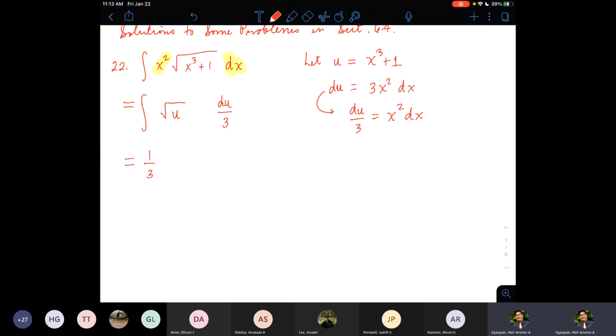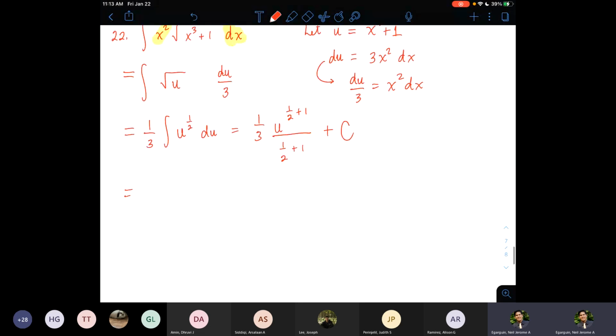I can take the 1/3 out of the integral. Constant multipliers can come out of the integral right away. The square root can be written as u to the 1/2 du, right? And here we can integrate using the power rule. So here I'll have 1/3 u to the 1/2 plus 1 all over 1/2 plus 1. And don't forget the arbitrary constant c.